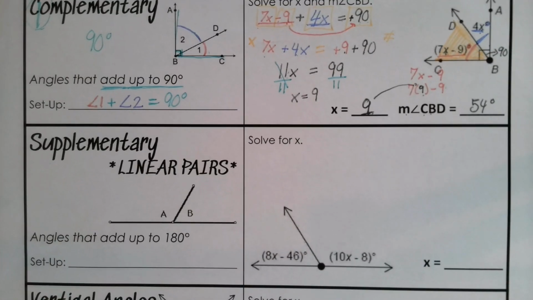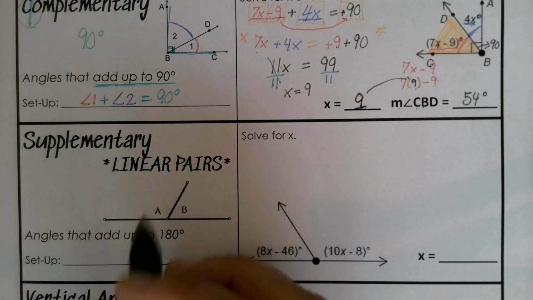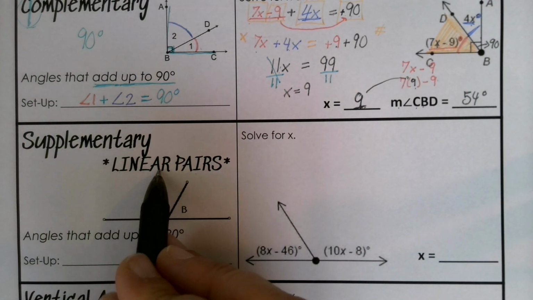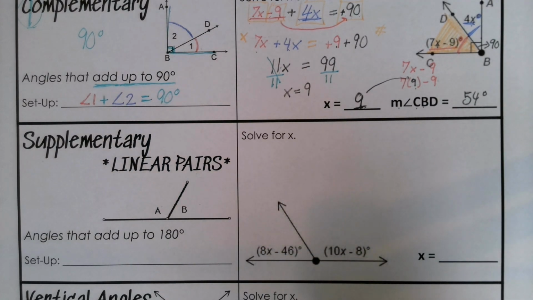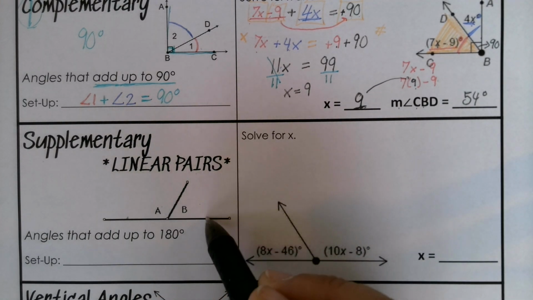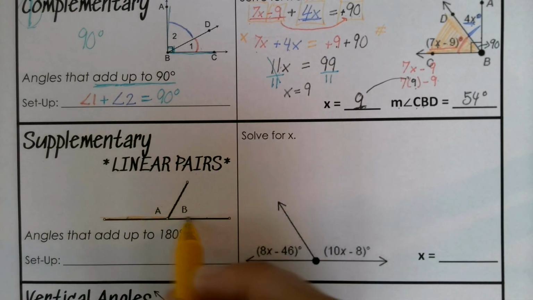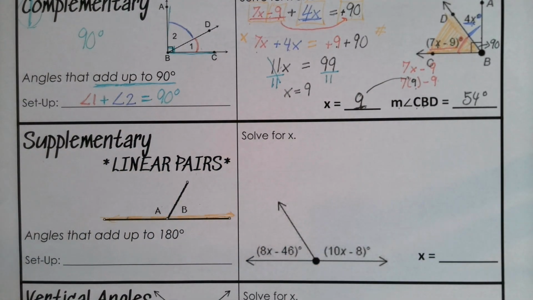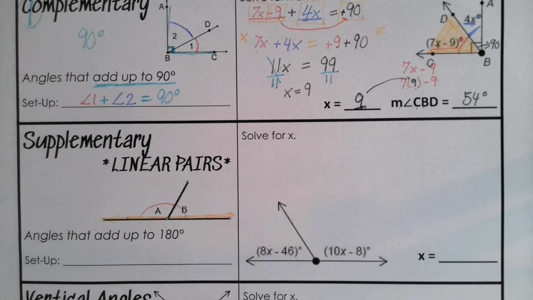So, supplementary linear pairs, right? Supplementary means they're adding up to 180. Or linear pair, remember linear means line and pair is 2. So 2 angles make a line. See how we have this straight line? And together, these angles make that line up. This angle and this angle create this line, right?